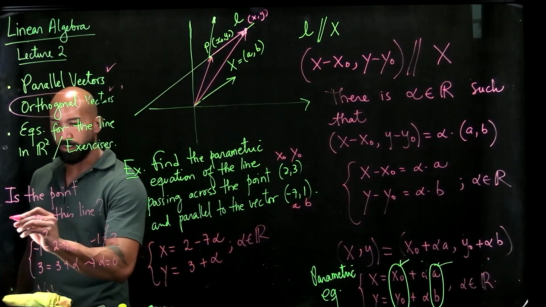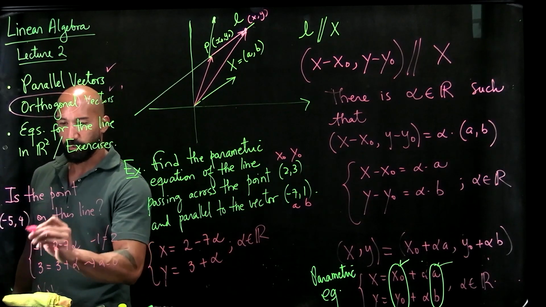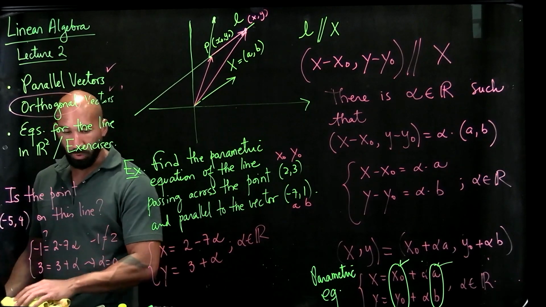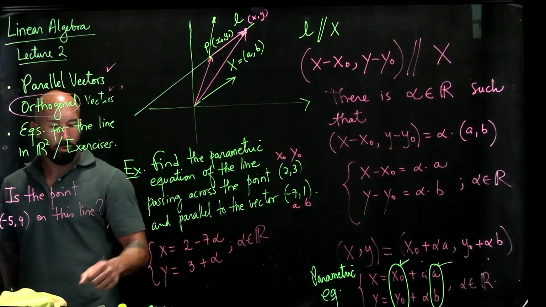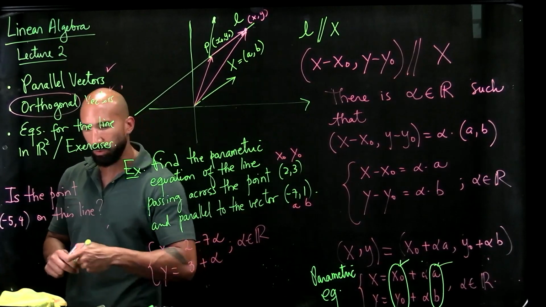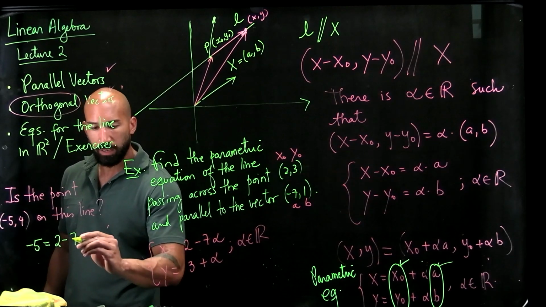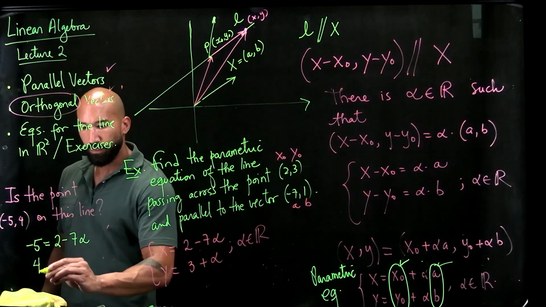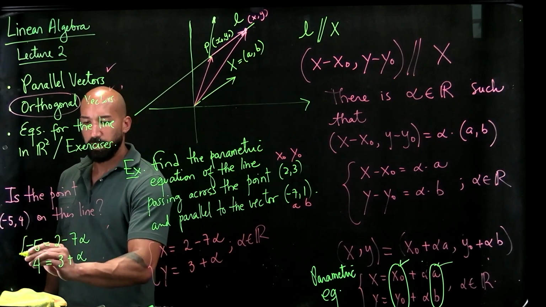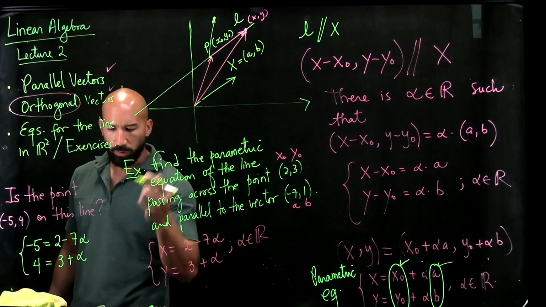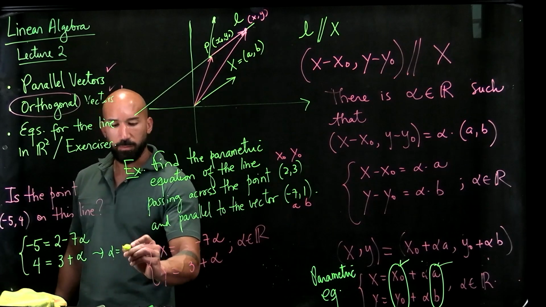What happens if I give you the vector, the point minus 5, 4? So we repeat the same procedure. Now the given point is minus 5, 4, so we say minus 5 equals 2 minus 7 alpha, and 4 equals 3 plus alpha. Again, for the second equation, use whatever you want. I'm using the second. The second equation gives us that alpha must be 1.